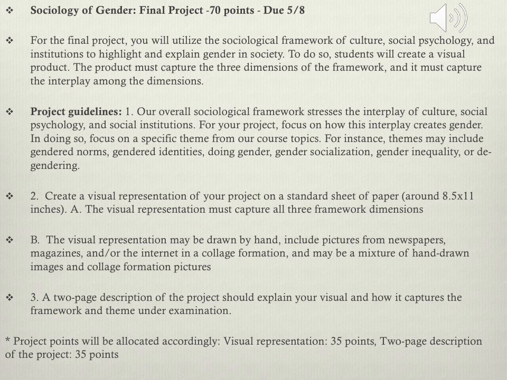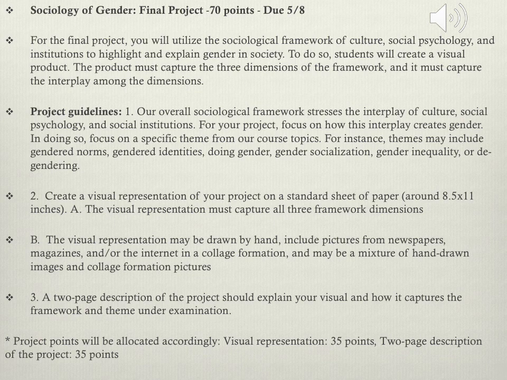I don't want to see something that's been thrown together randomly, that comes across as thrown together without too much thought and effort put into it. So I don't expect everybody to be an artist extraordinaire, but I do expect you to put in the thought and the effort into your visual. And that's how you'll get those 35 points. As long as I see that, you'll be getting those points for the visual aspect.